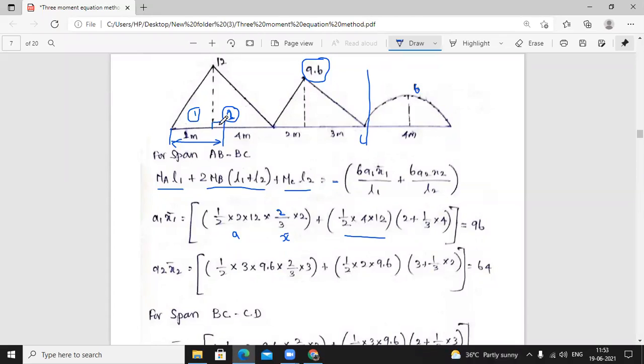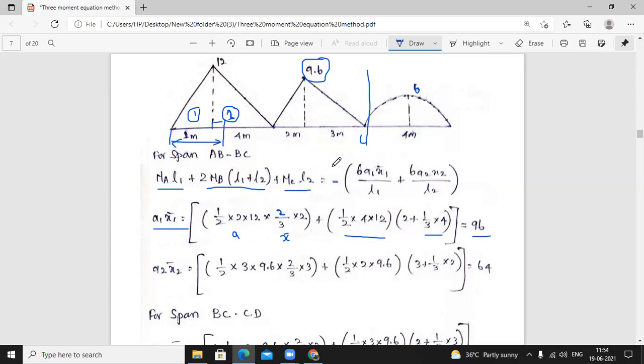So 1/3 of 4 plus, we have to add this 2 meter. Why we have to add? Because we always have to take the centroid from the edge, that means point A. So 2 plus 1/3 of 4 is the centroid distance from A. So finally, simplifying, A1 X1 bar for the first span bending moment value is 96.